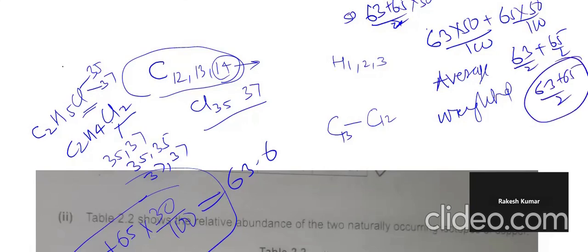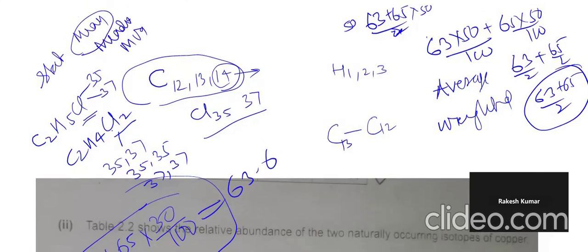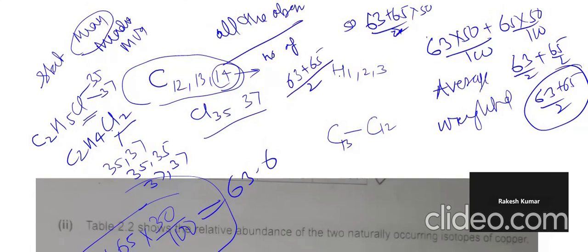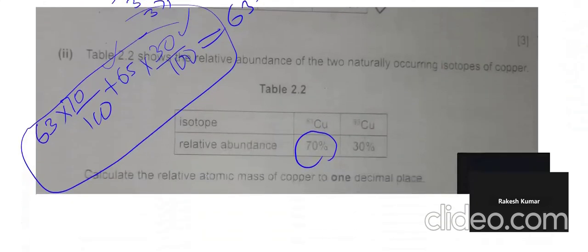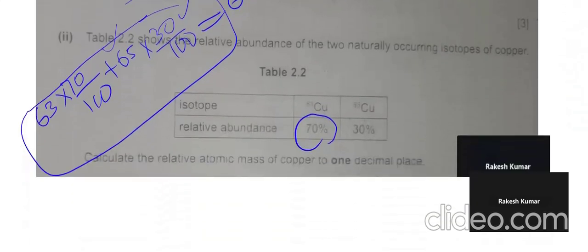Like in statistics, we do mean, median, mode. What is mean? Mean is the sum of all the observations divided by the total number of observations. So there are two observations, 63 and 65. They are equal and there are two, so we do this. But if they are not equal percentage wise, like 70%, we use the weighted average. In probability distributions, you will also do weighted average. I hope you understood.